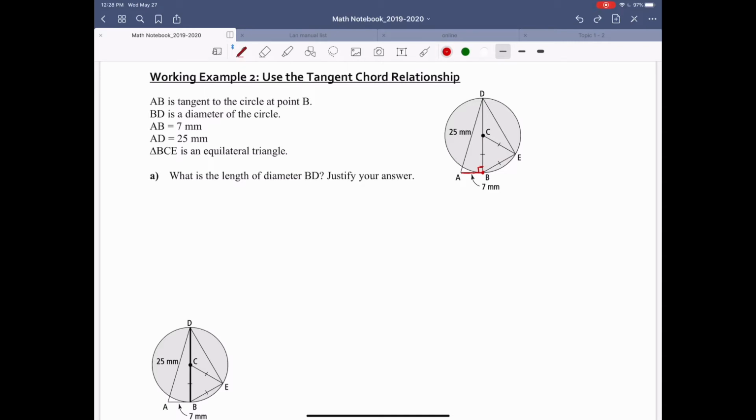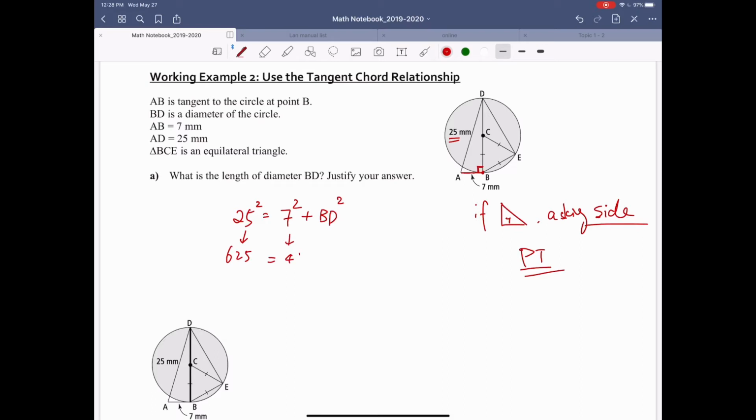So if it's a right triangle and they're asking us about a side, we basically use the Pythagorean Theorem: A squared plus B squared equals C squared. So here, C is 25 because that's the hypotenuse. So C squared equals A squared plus B squared. And solve it here, 625, and that's 49.